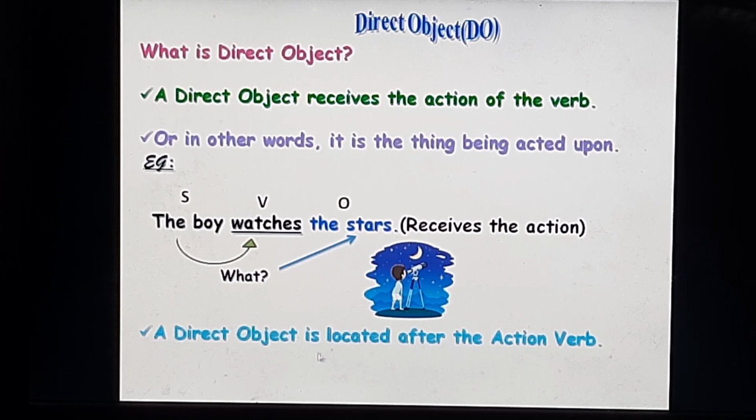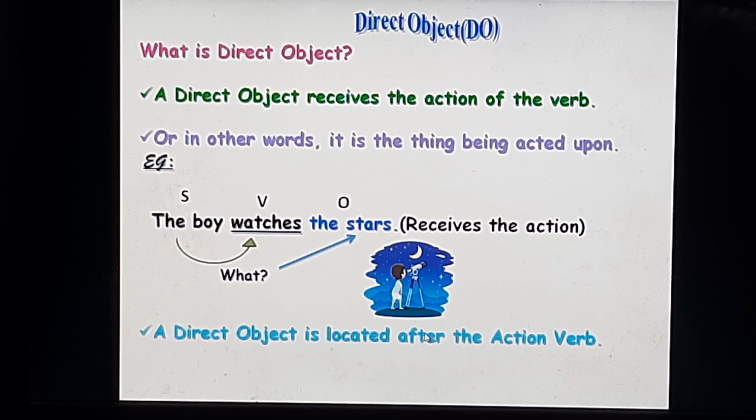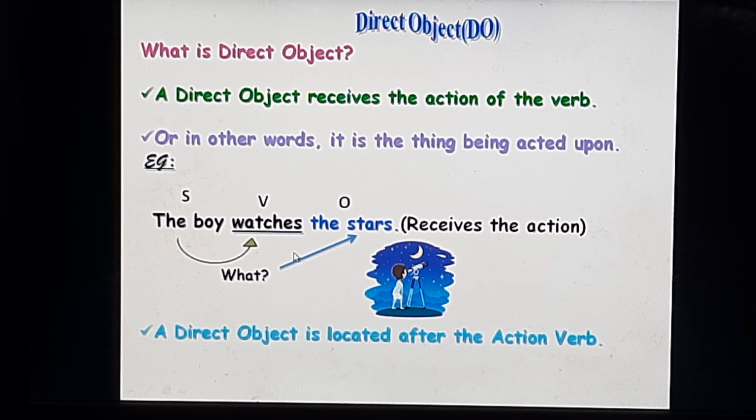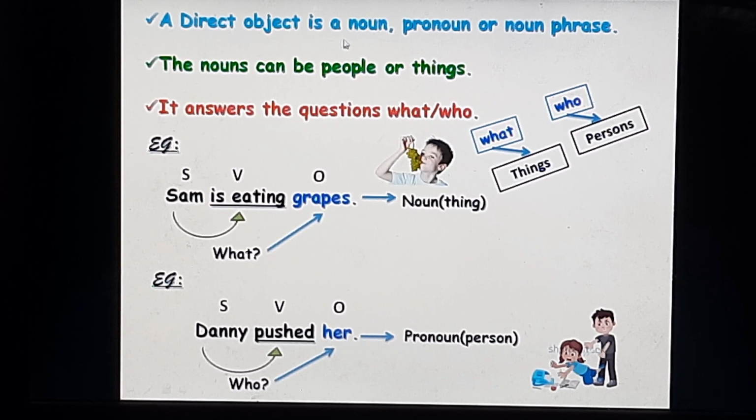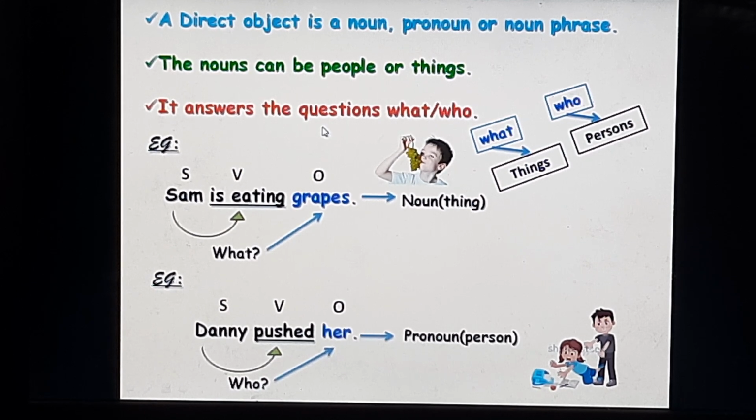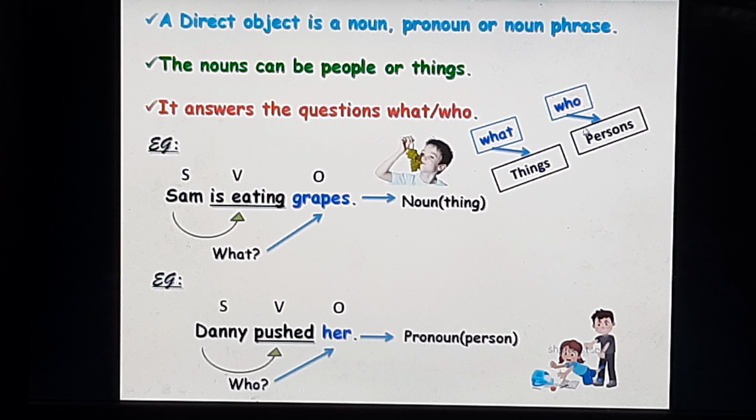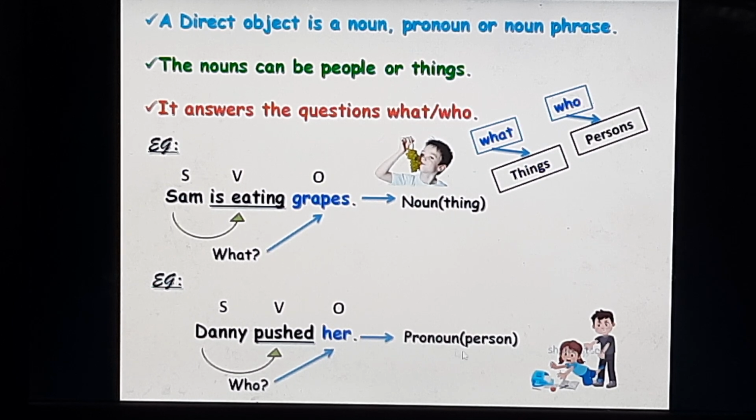A direct object is located after the action verb. So, watches is your verb, and the direct object, the stars, comes after the verb watches. A direct object is a noun, pronoun, or noun phrase. The nouns can be people or things, and it answers the question what for things and who for persons. Example, Sam is eating grapes. Is eating what? Grapes. Grapes is the object, which is a noun, it is a thing. Danny pushed her. Pushed who? Her is the object, which is a pronoun and a person.